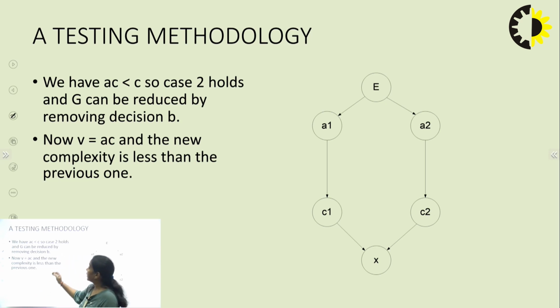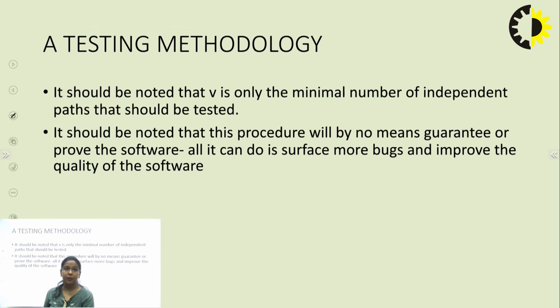So we have AC less than V in the case of 2 holes, and if it is equivalent to V, then the new complexity will be less than the previous one. So this methodology will be noted as V being the minimum number of independent paths, and it should be a procedure with no proper guarantee of the proper software and improving the quality of the software.